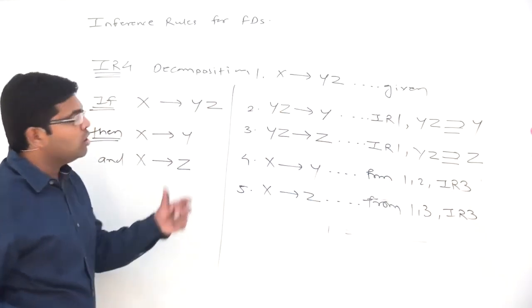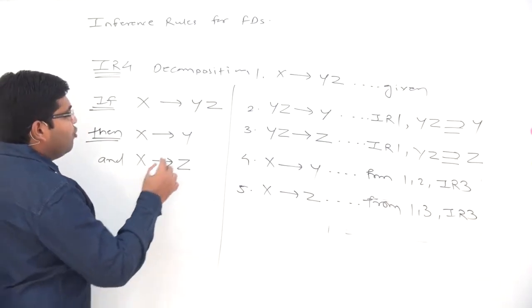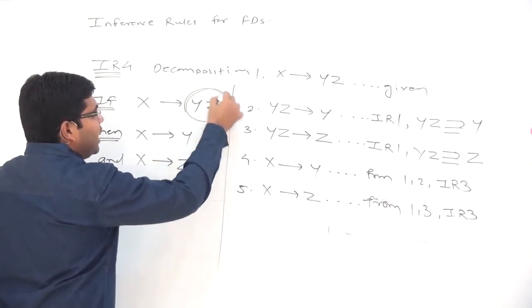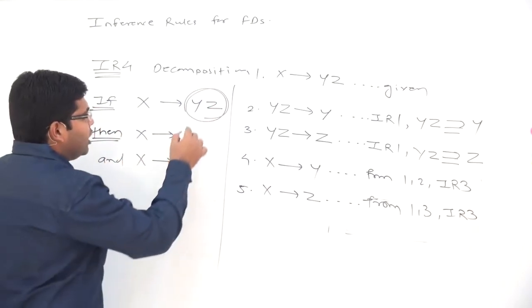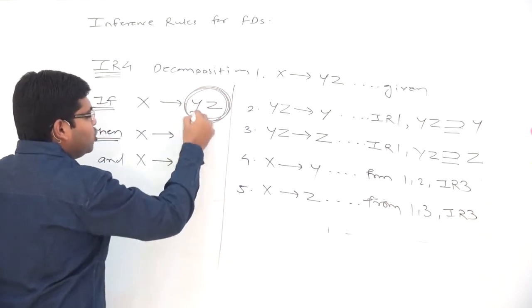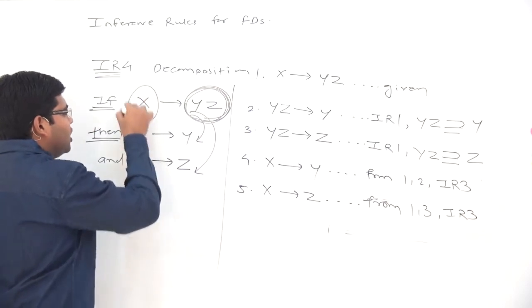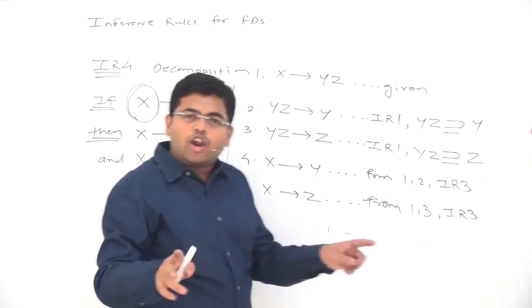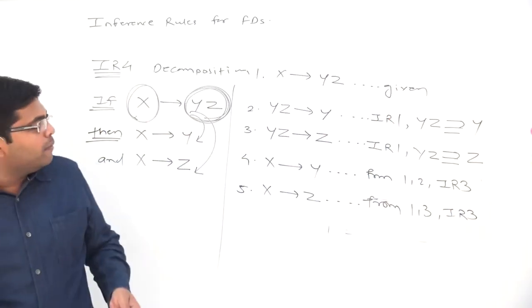This particular rule is called the decomposition rule, and remember very well, we are decomposing the right hand side, you cannot decompose the left hand side. So whenever you get multiple attributes on the right hand side, the right hand side can always be decomposed into single attributes. However, if you get multiple attributes on the left hand side, then you cannot decompose the left hand side. Let us see certain examples.